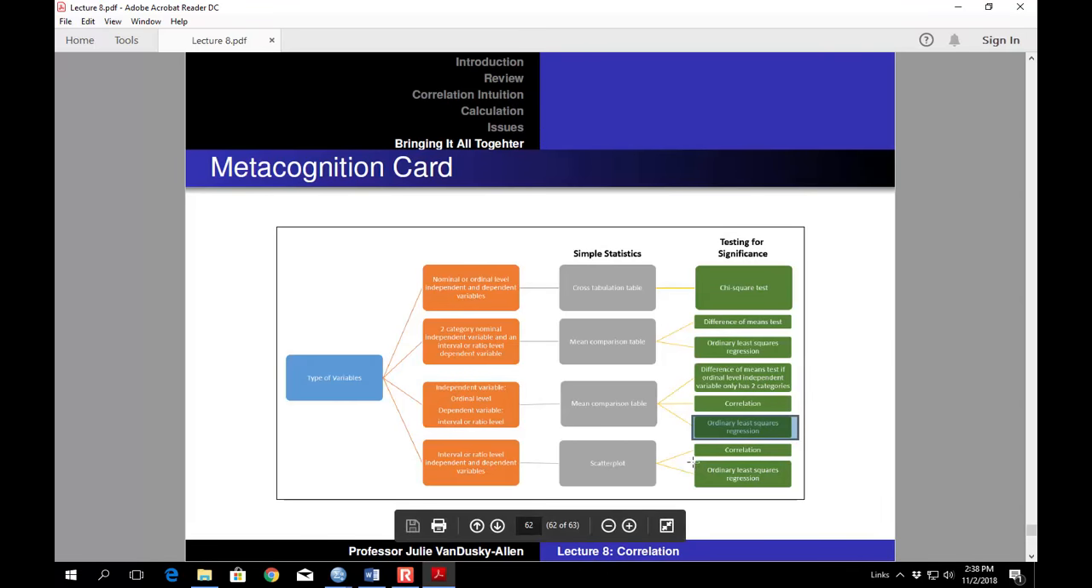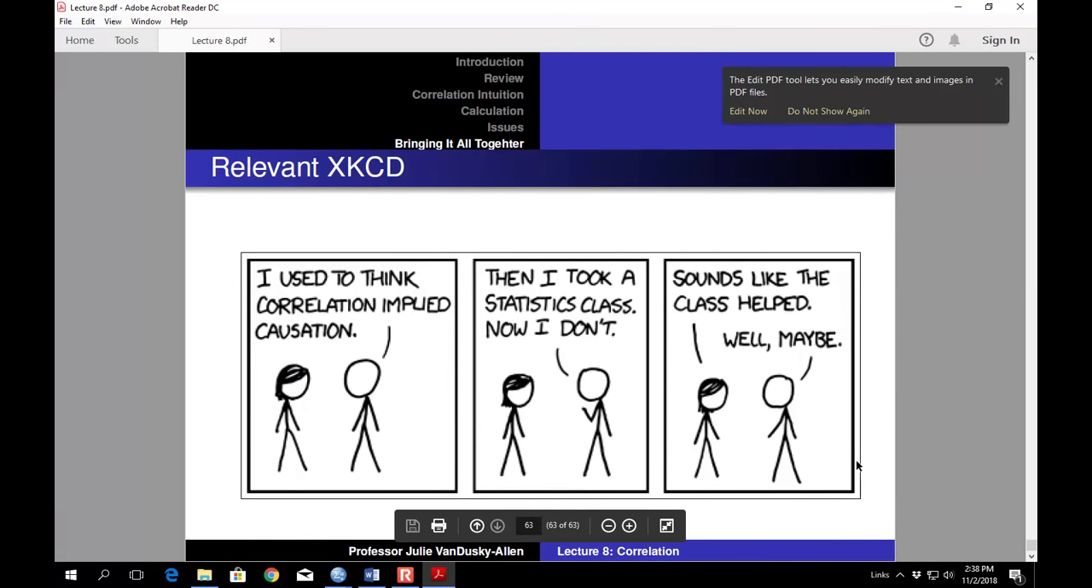And I'll just leave you with some statistics humor.